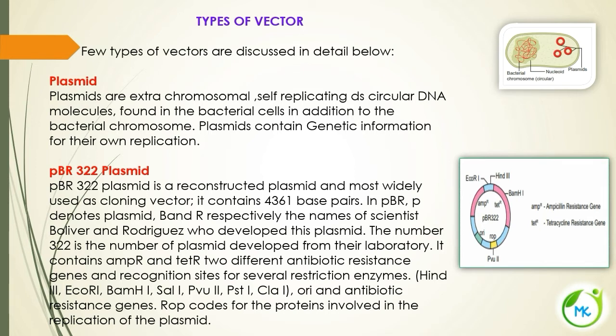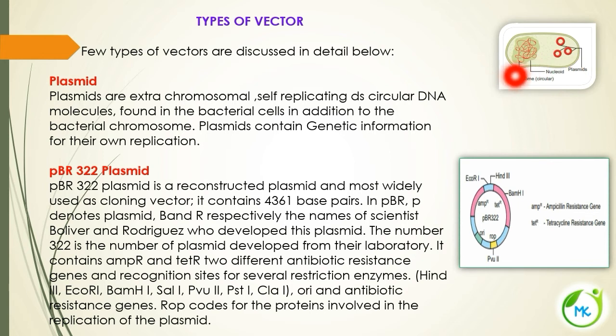Next, we shall see the types of vector. Only very few types of vector are discussed here. One is plasmid vector alone we are going to discuss. Okay, so we know what is a plasmid. Just now I told you they are nothing but the extra chromosomal self-replicating double-stranded circular DNA molecule.